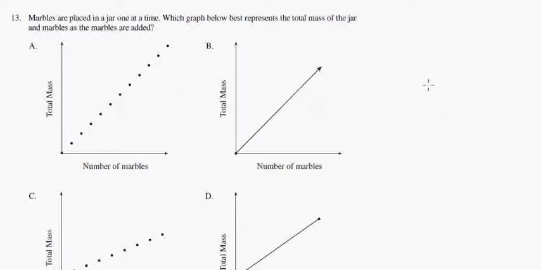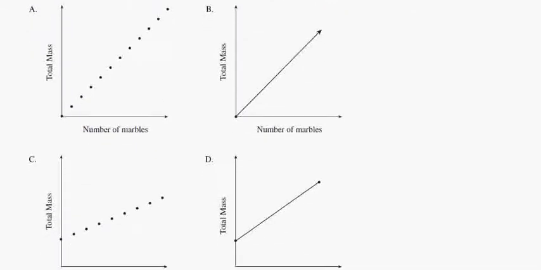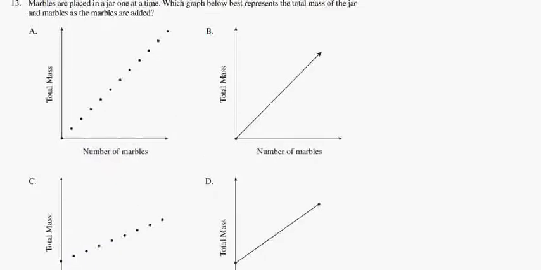And we're given sort of 4 graphs. Okay, A, B, C, and D. Alright, a couple things to note here. We're placing single marbles inside the jar one at a time. This means that we're not placing continuous. So we are dealing with one marble at a time.